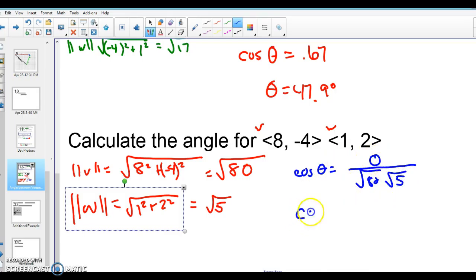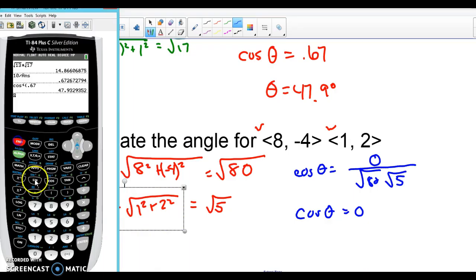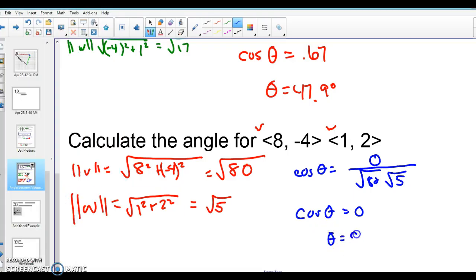Now 0 divided by anything is just 0, so it doesn't even really matter what the root 80 is, and second cosine of 0 should always give you 90 degrees. Okay, so notice anytime you have 0 in the numerator, you're going to end up with cos equals 0, and therefore get 90 degrees or perpendicular vectors. Okay, so know that whenever your dot product is 0, you end up with two perpendicular vectors.